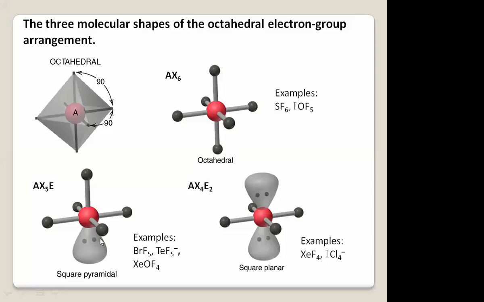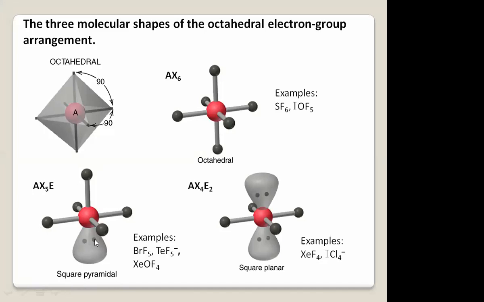Now you can have 2 possible distortions of sp3d2 hybridization, and one is AX5E. In AX5E, you have 1 lone pair of electrons, and that singular lone pair can be positioned either at this point or here. As a result of that, you have a square pyramidal structure.